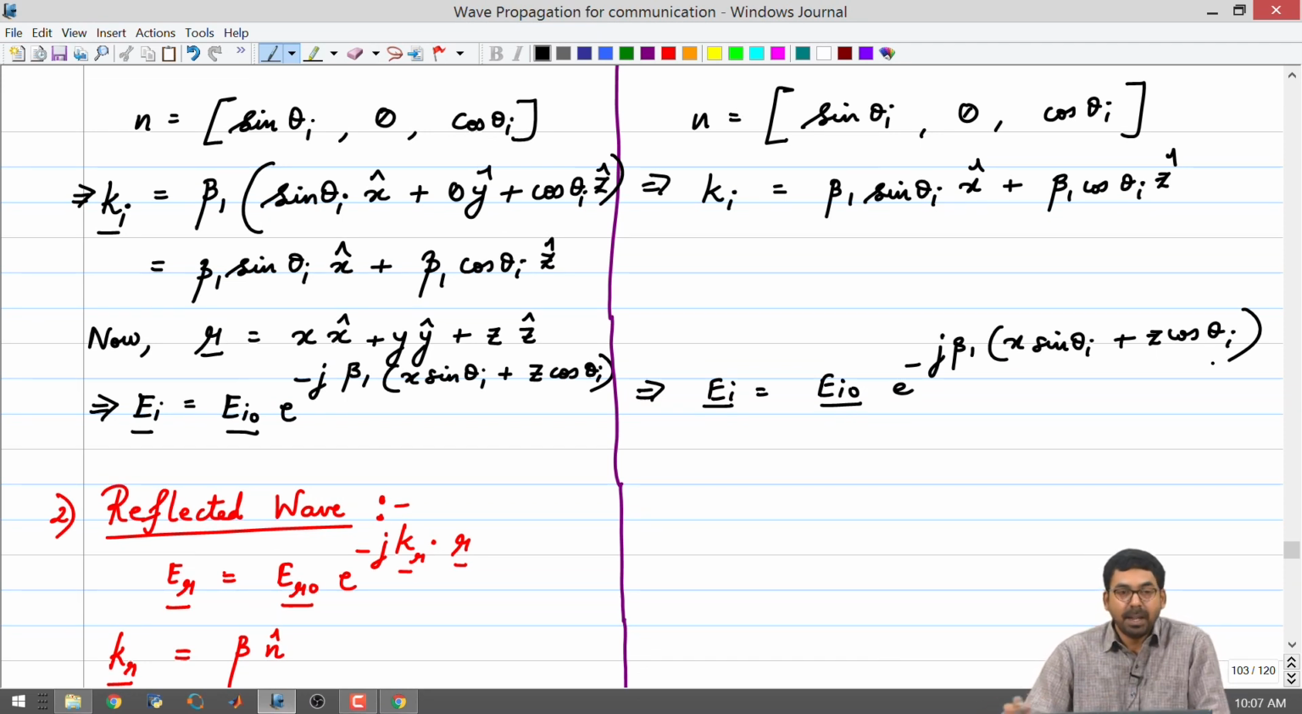The only difference being the Ei naught, how it is oriented, etc. Because I have drawn a vector symbol below Ei naught. I think some care has to be taken later on, but for now the expression, the form is going to be exactly the same as the other polarization.